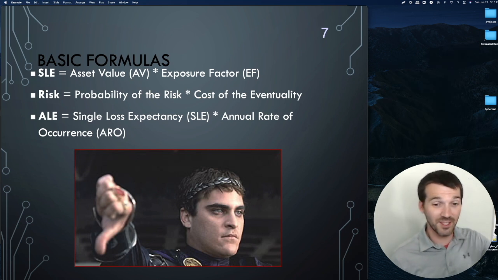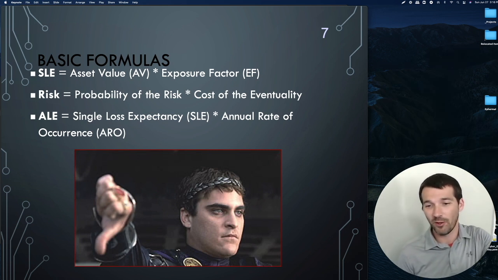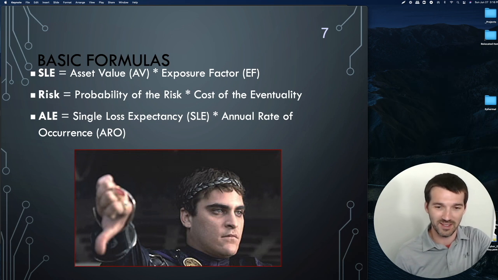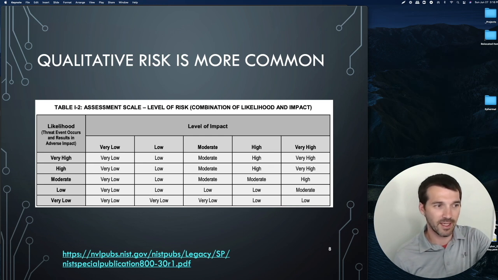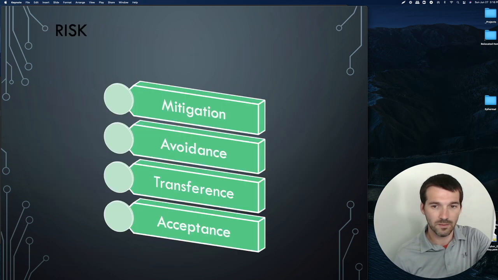Yeah, I put this slide in here because this is how I feel about the quantified formulas for risk. It's just thumbs down. Yep, so qualitative risk is more common. I basically just went through and explained this. So I won't spend time on this, but this is basically how you calculate those qualitative risk scores.